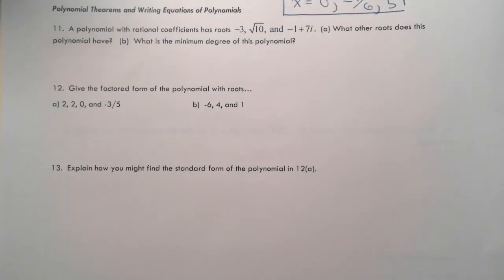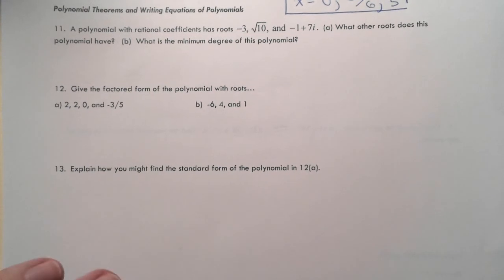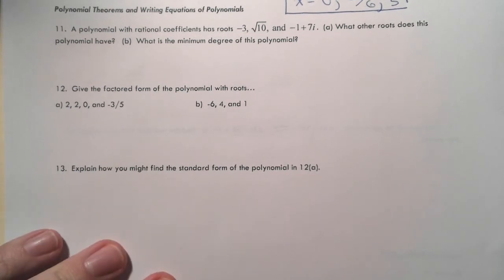So what do I have here? A polynomial with rational coefficients. Again, that's for us everything, so we can always assume this for the problems we're going to work with. It has the roots negative 3 square root of 10 and negative 1 plus 7i. We're asked two questions. What other roots must this polynomial have, and what is its minimum degree?